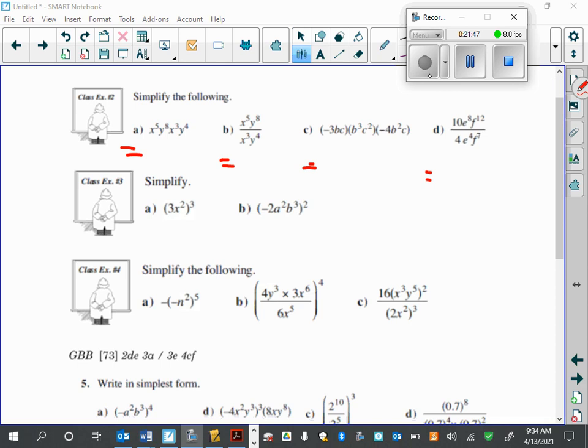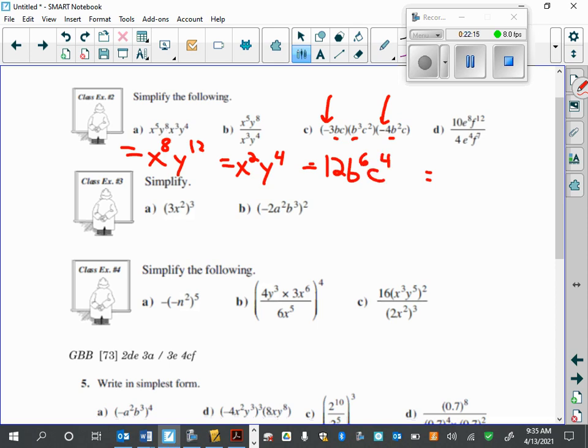This one, you add the exponents of the x and add the exponents of the y. Check. This one, you subtract the exponents of the x and subtract the exponents of the y. Check. You never divide exponents, ever. And here you multiply -3 times -4, which is 12. And then the b's, you add exponents. What do you get? Remember, if there's no exponent on b and c, there's a 1. If there's one b, if it's just b.